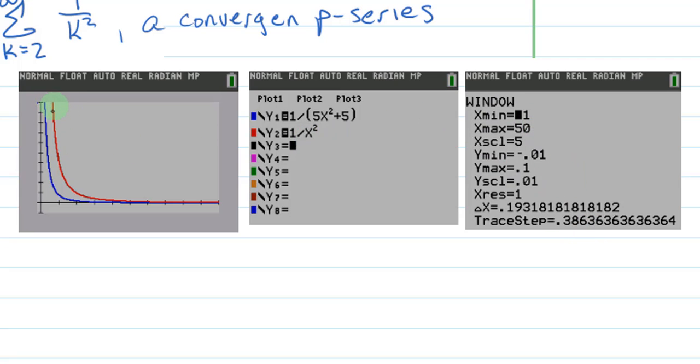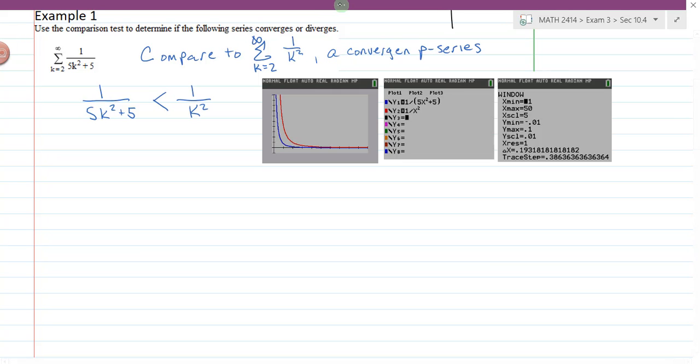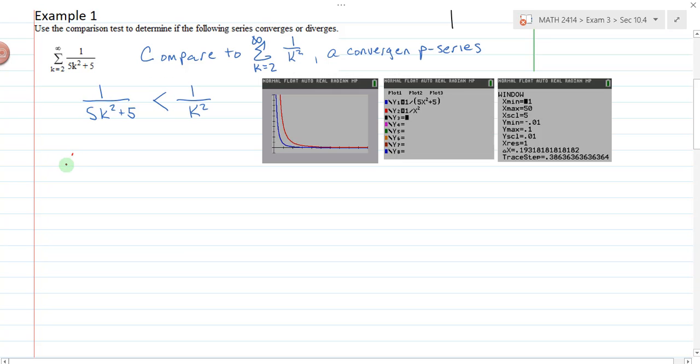So looking at this, we can see that the series that we're comparing to, the 1 over k squared, is going to be greater than the series that I'm wanting to know about. Because I found a bigger series that converges, my conclusion is that our series converges by the direct comparison test.